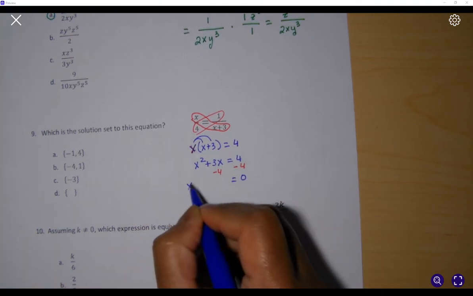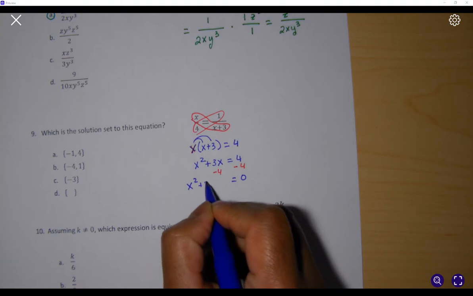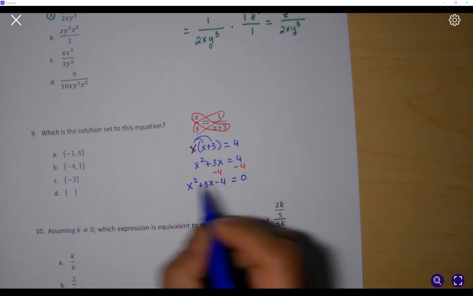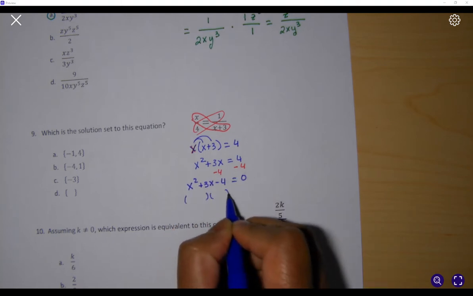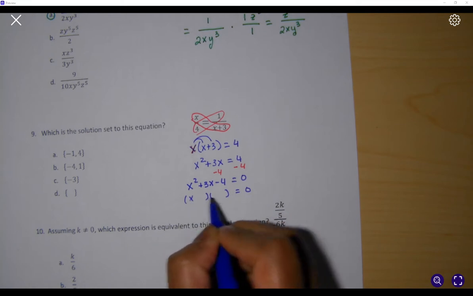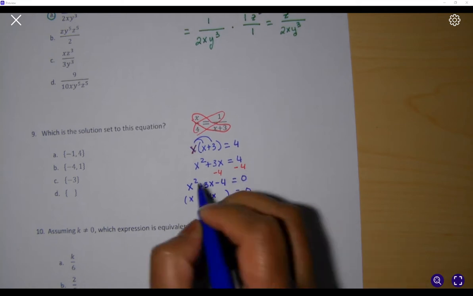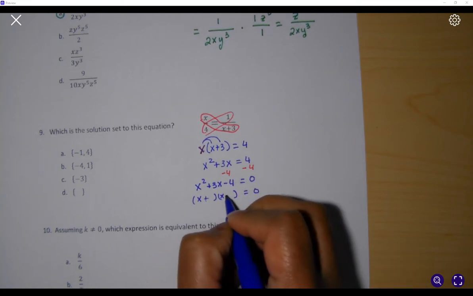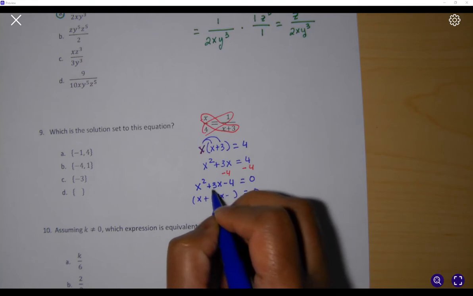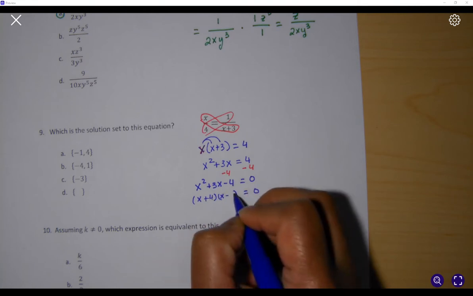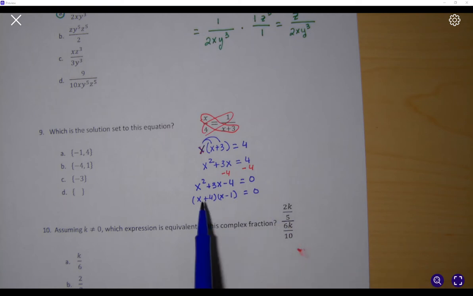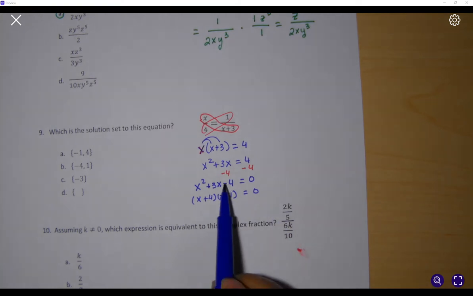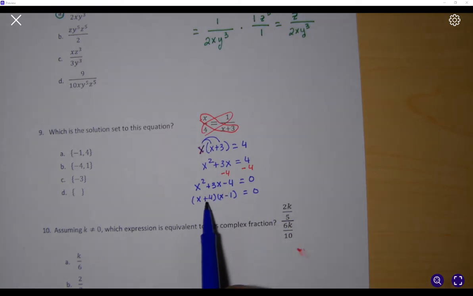So you have x squared plus 3x minus 4. Then we factor this out. x times x. For negative 4, one factor would be positive and one negative. Since the middle term is positive, the bigger number has to be positive. So 4 times negative 1 is negative 4, and 4 plus negative 1 is 3.